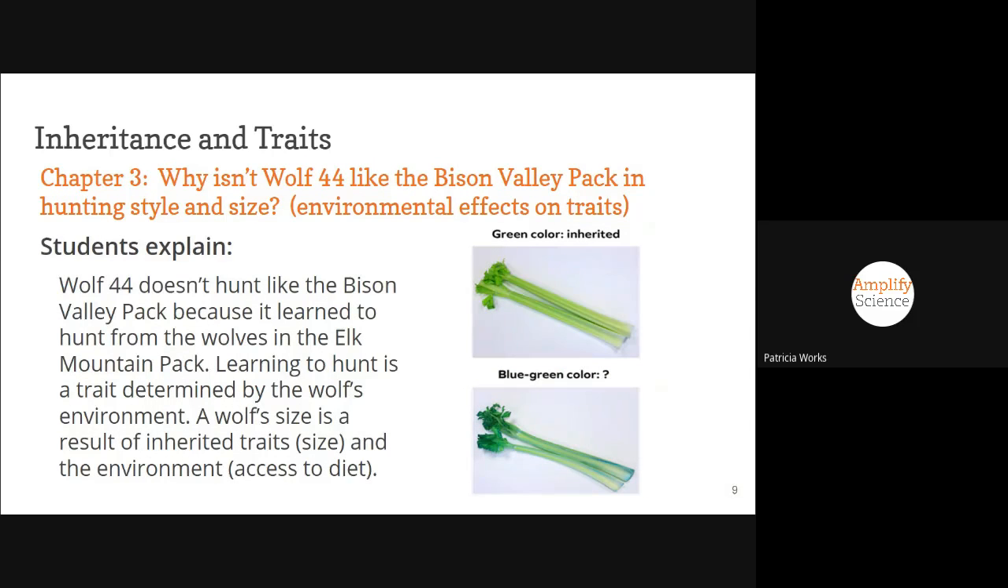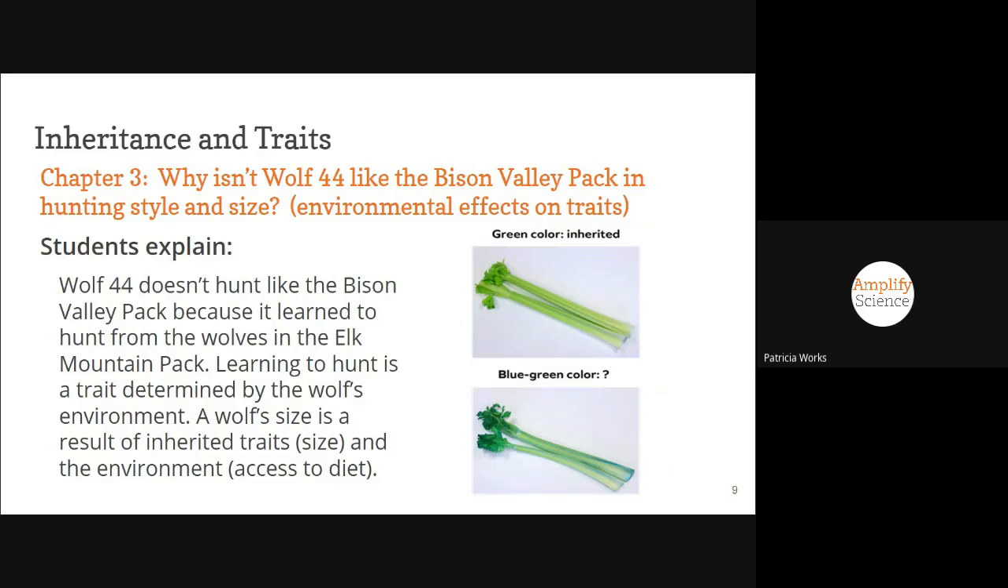In Chapter 3, students investigate and find out that traits can also be determined by the environment, and sometimes traits can be determined by both environment and inheritance. A key experience that helps students collect evidence is the celery investigation in lessons 3.3 and 3.4, when students learn how the color of the celery might be influenced by environmental factors. At the end of Chapter 3, students are able to explain that environmental factors influenced Wolf 44.